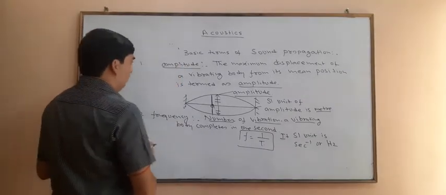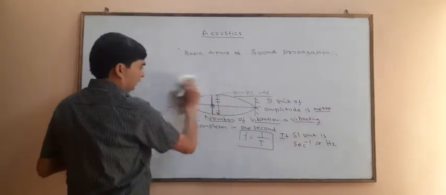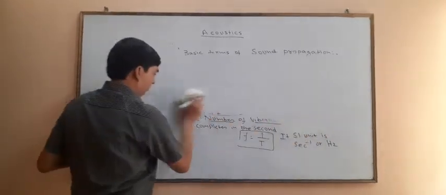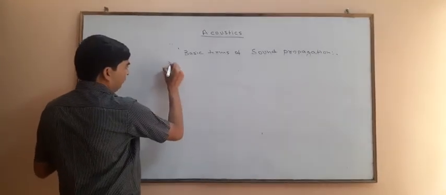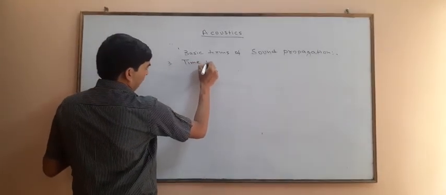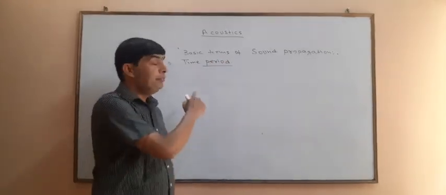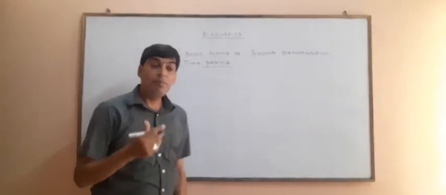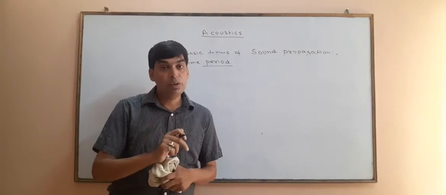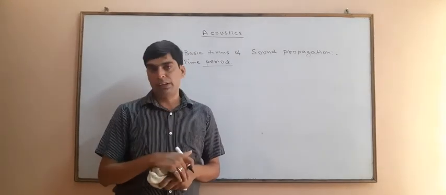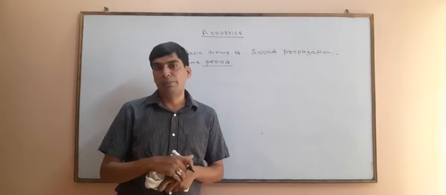The next quantity is time period. Listen students, time and time period are two different terms. Time means the span of an event, and time period is how much time the body has taken to complete its vibration.